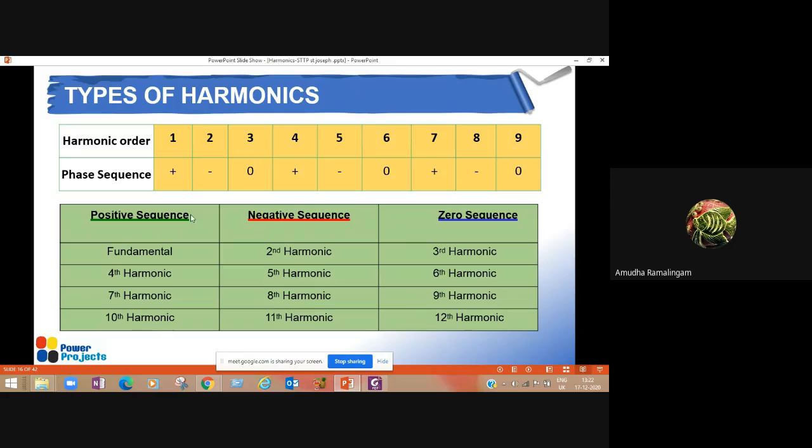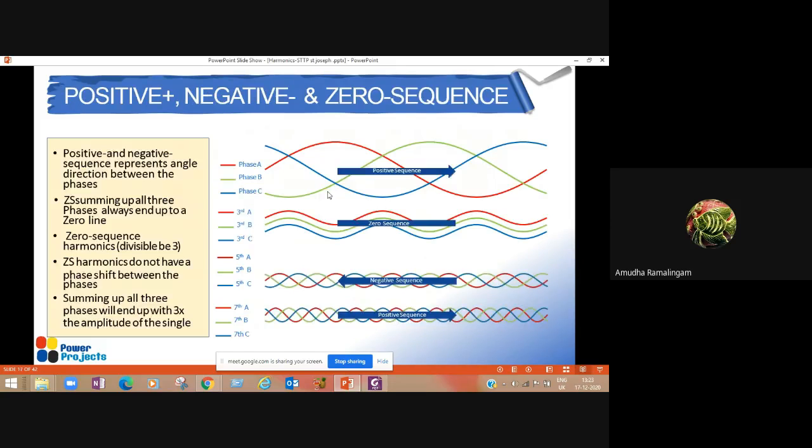But now let's see how these harmonic orders are classified under these particular sequence components. Okay, let's see this in detail. Just take this three-phase waveform. I have taken the R phase, the B phase, and the C phase. The three-phase waveform is taken and all three phases are completing one cycle.